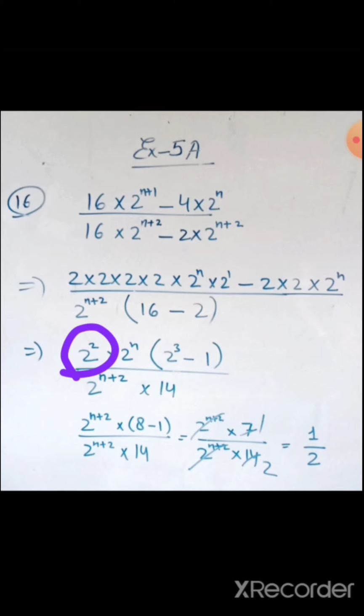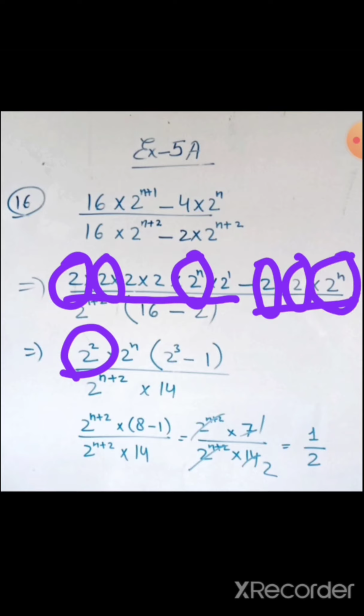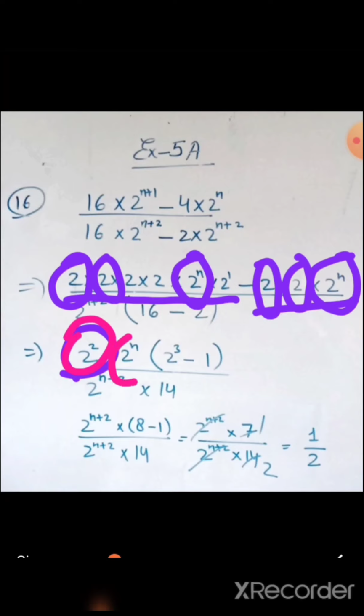And one more thing is common in both the terms. See, this is the first term, this is the second term. So this 2 and this 2 are common. Okay, so 2 square is common, and 2 raised to the power n and 2 raised to the power n here, these both are also common. So we are taking 2 into 2, means 2 square common, and 2 raised to the power n common.